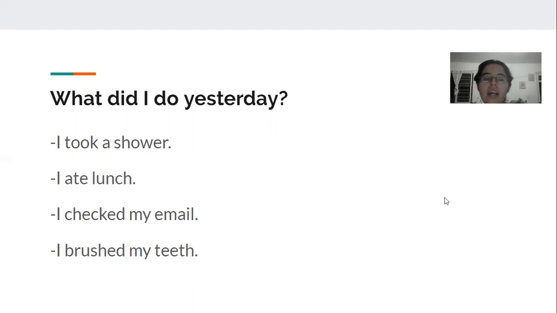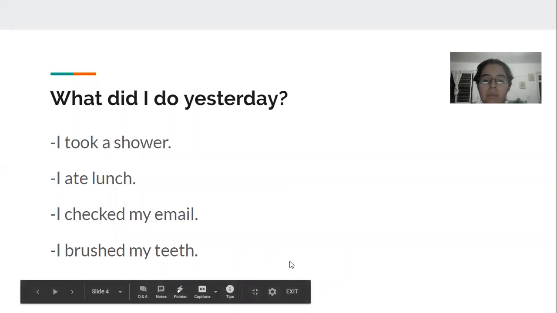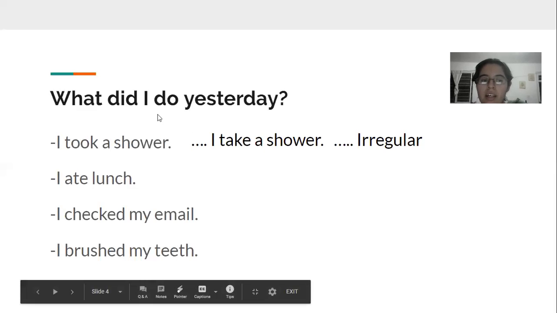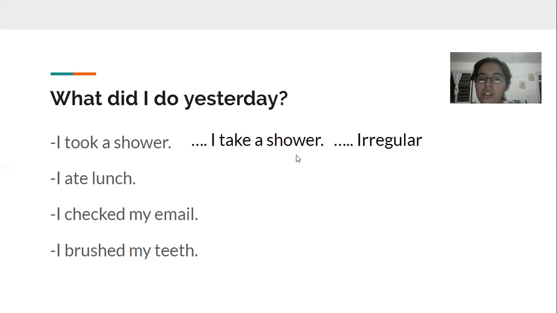So going back to the examples in the beginning, it's what did I do yesterday? We said I took a shower, I ate lunch, I checked my email, and I brushed my teeth. So if we see one by one, the first one is I took a shower, but in present would be I take a shower. So take, took. It changed. So since it changed, this is an irregular verb.